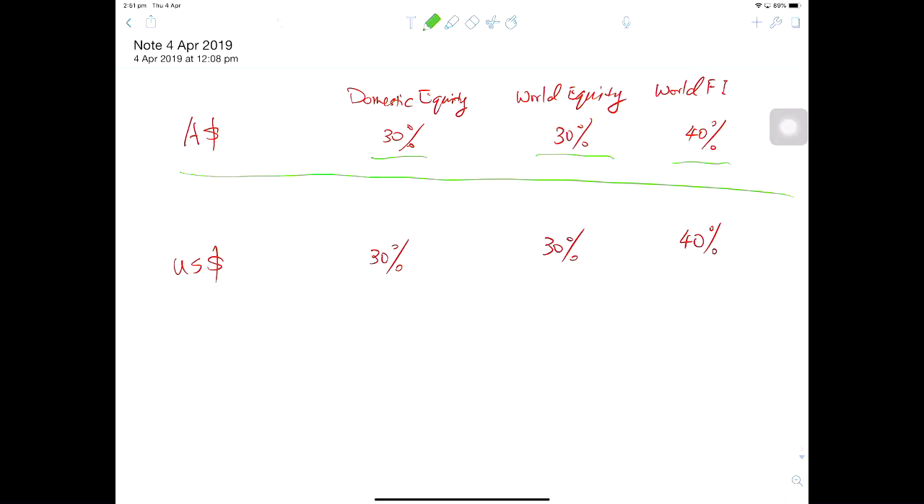We hold everything in A$ in this way. And now we have the US investors on the other side of the Pacific Ocean. They settle everything in US dollars and they hold their domestic equity 30% and world equity 30% and world fixed income of 40%. What's the major driver of their total portfolio variation?